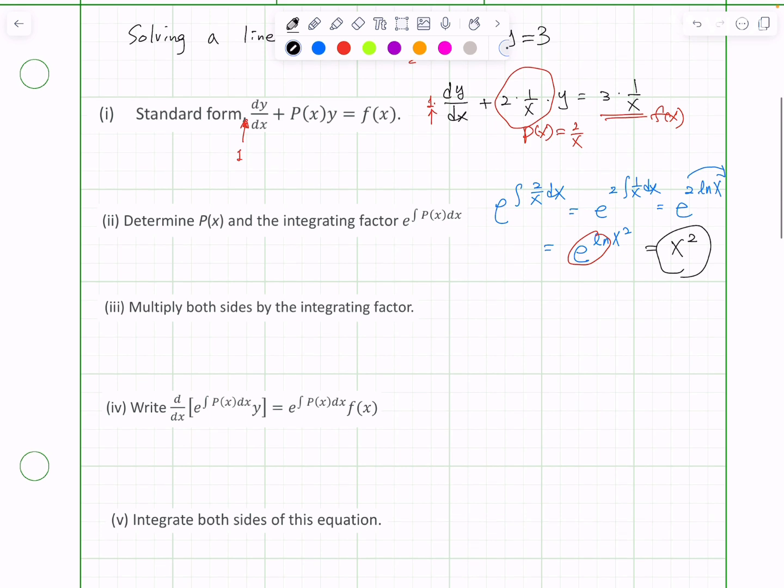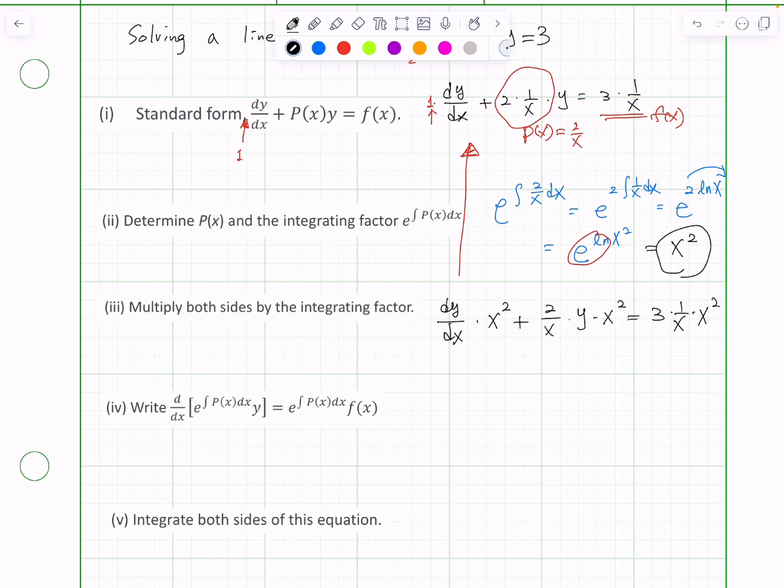Now we need to multiply this integrating factor to the original equation. So if we do that, we get dy over dx times x squared plus 2 over x times y times x squared equals 3 times 1 over x times x squared. Now this is the linear equation solving technique. Up to this point, very straightforward. You can just follow these steps.